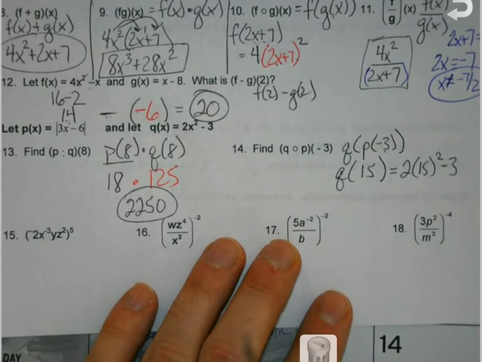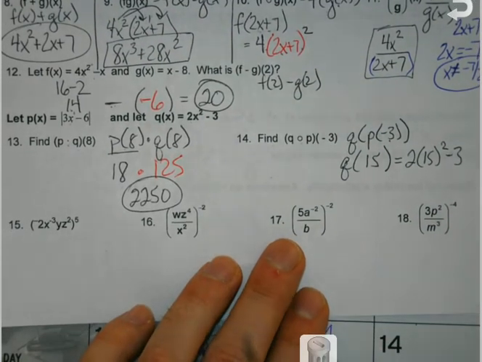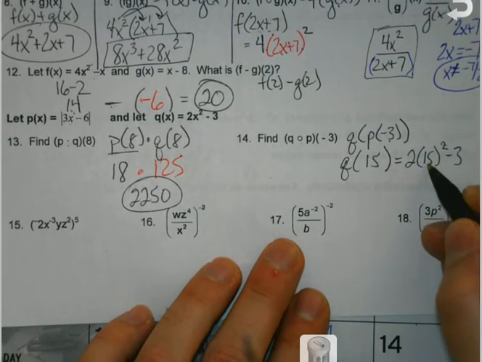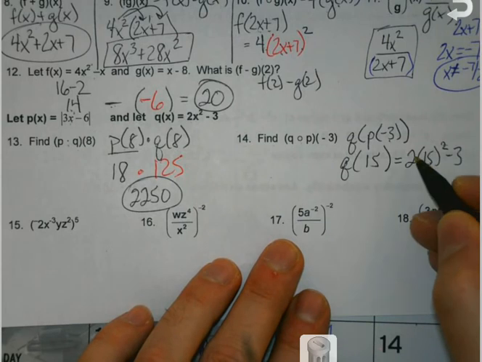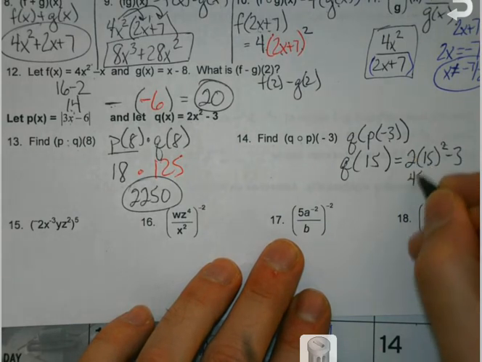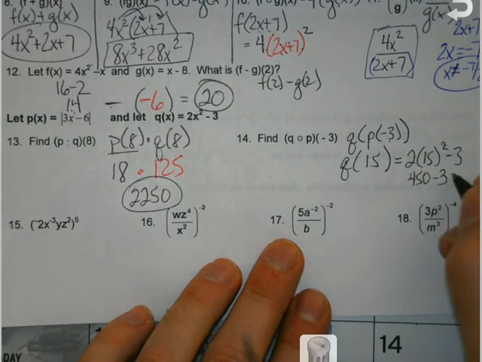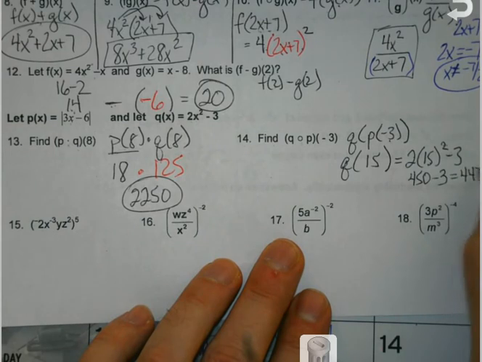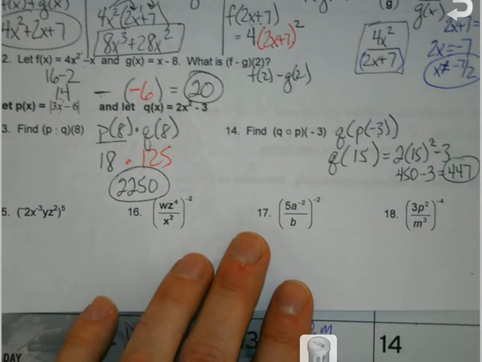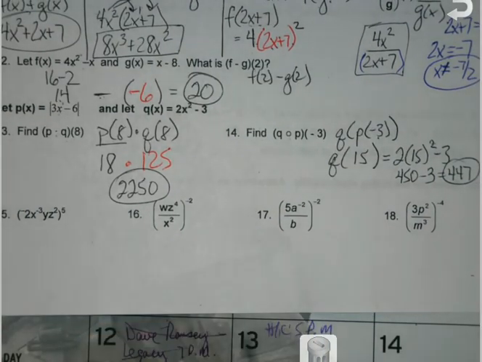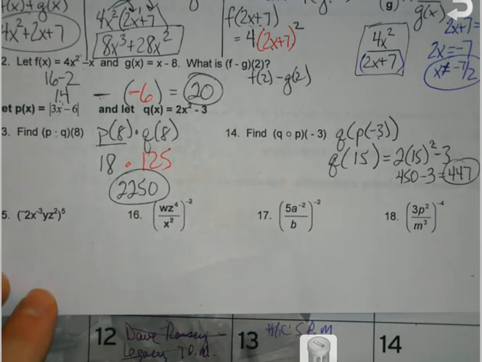And again, just follow order of operations. 15 squared is 225, times 2 is 450, minus 3 is 447. Again, it's all about order, inside out, and not trying to do all these multiple steps at a time and get yourself in trouble. So again, nothing too bad going on there.